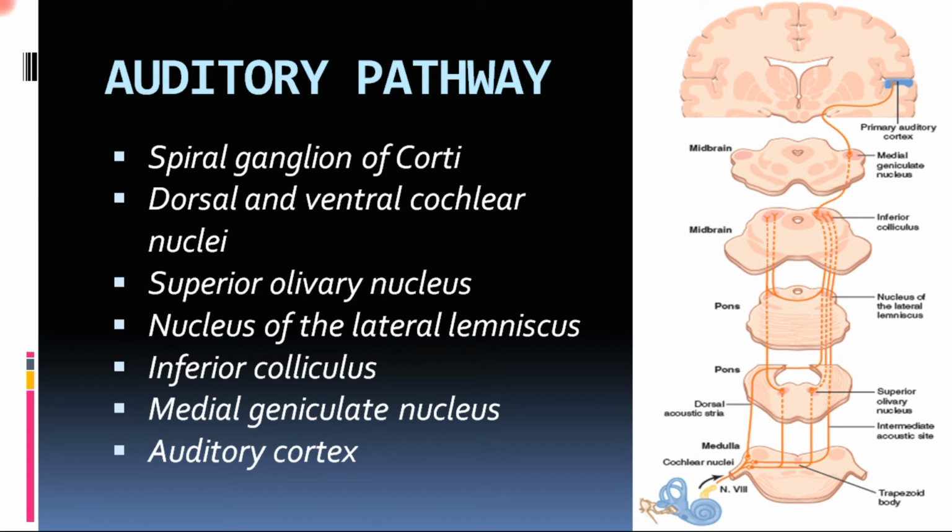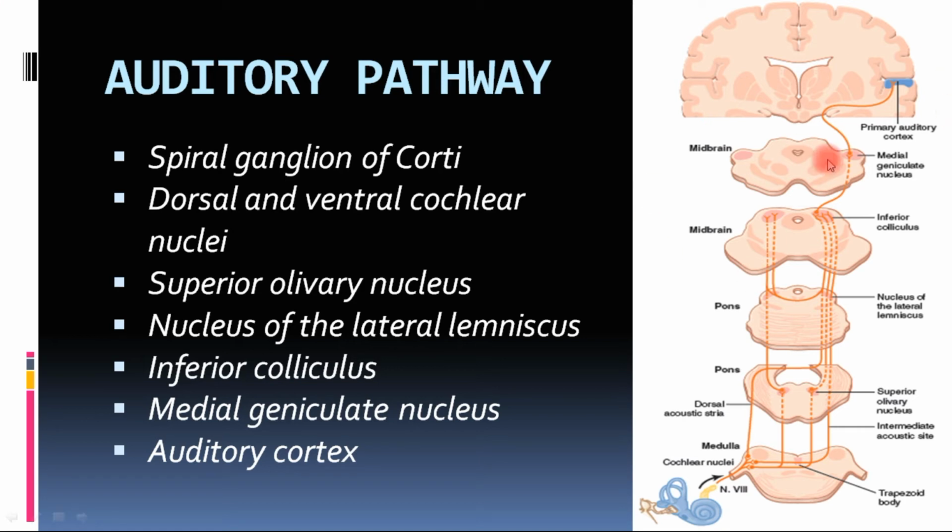Now from the inferior colliculus, the next order neurons arise and go to the medial geniculate nucleus. The medial geniculate nucleus is in the thalamus area, and it is always asked in MCQs or entrance exams which part of the thalamus is involved in relaying the auditory sensation, and which part relays the visual sensation. If you remember, the visual sensation is relayed by the lateral geniculate nucleus, whereas the auditory sensation is relayed by the medial geniculate nucleus.